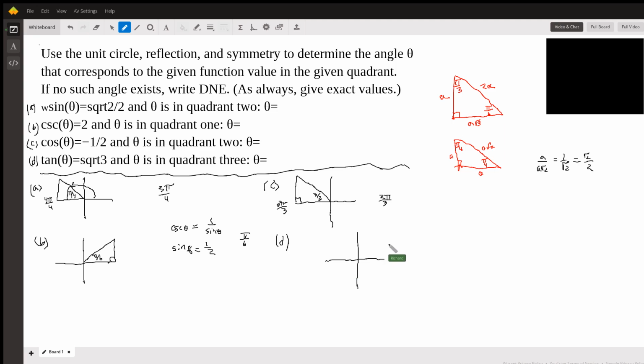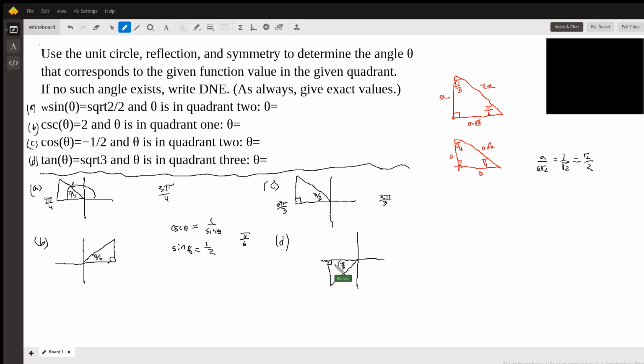Okay, tangent is square root of 3, and we're in quadrant 3. Well, the tangent is the square root of 3, so that's square root of 3 over 1. The only place I'm going to find the square root of 3 is in a 30, 60, 90. Here's my 30, 60 again. So for the tangent to be square root of 3, you have to be up here because tangent is opposite over adjacent. So I know my reference angle here is pi over 3, which is here.